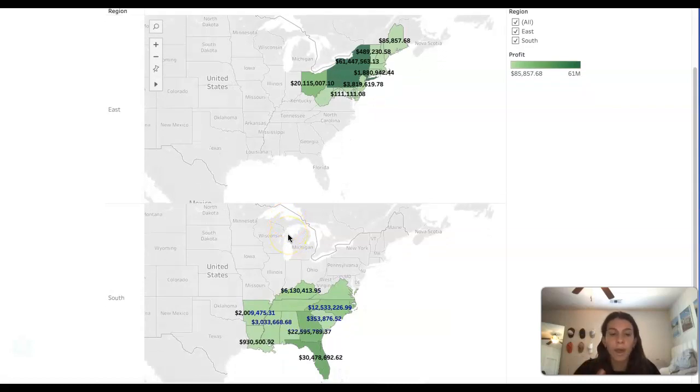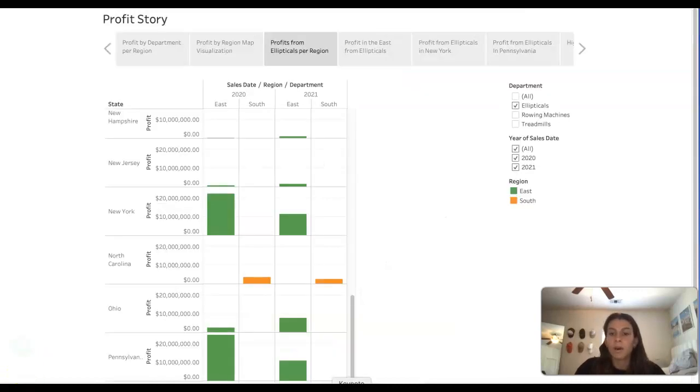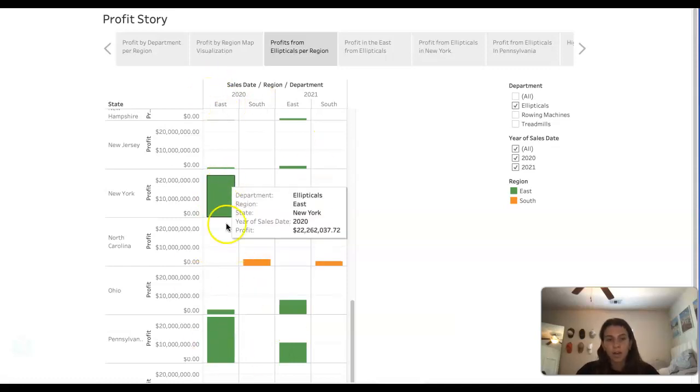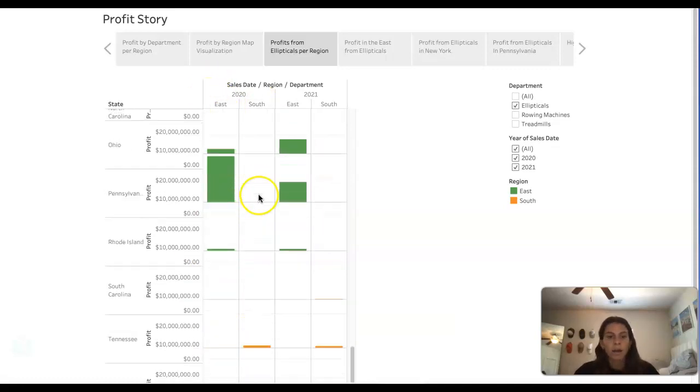So we split them into two, and then we could see that there's more profit in the Eastern region compared to the South, just based off the coloring. And here I really wanted to zero in on the profit per department, and I really wanted to focus on ellipticals because that seemed like it had the highest profit. Again, we could notice the trends here, New York, Pennsylvania.